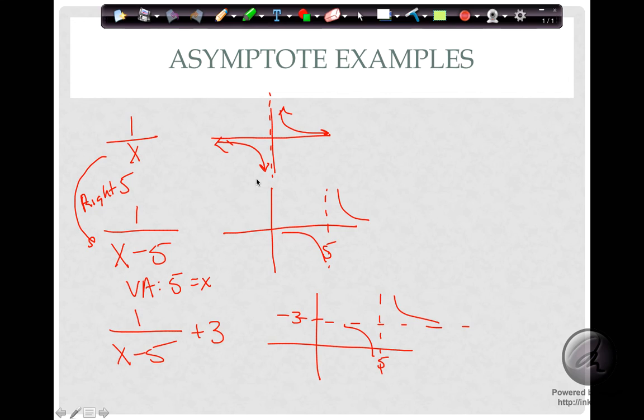This will help you do a little bit of matching a graph with an equation, if you remember some of your transformation rules. But if you think about the fact that x minus 5 says a vertical asymptote at 5, it really does make it look like it's translated to the right 5 units.